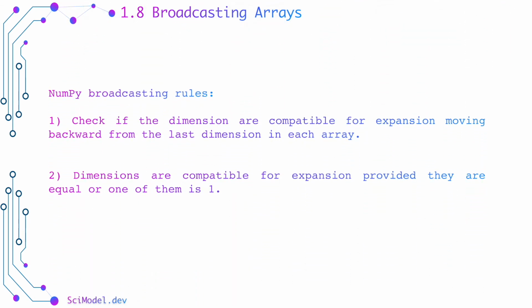There are two rules for array broadcasting in NumPy. The first is to check if the dimensions are compatible for expansion moving backward from the last dimension in each array. The second rule is that dimensions are compatible for expansion provided they are equal or one of them is 1. Let's see an example.